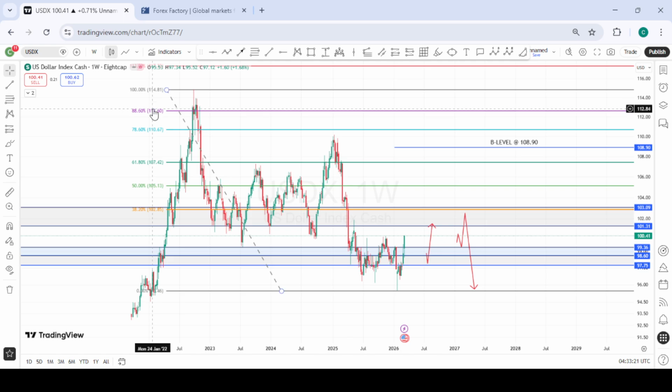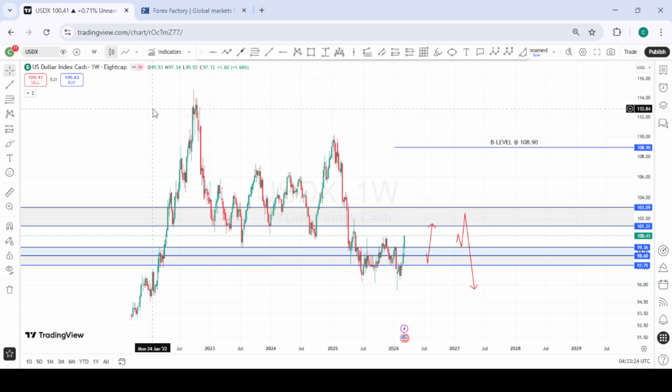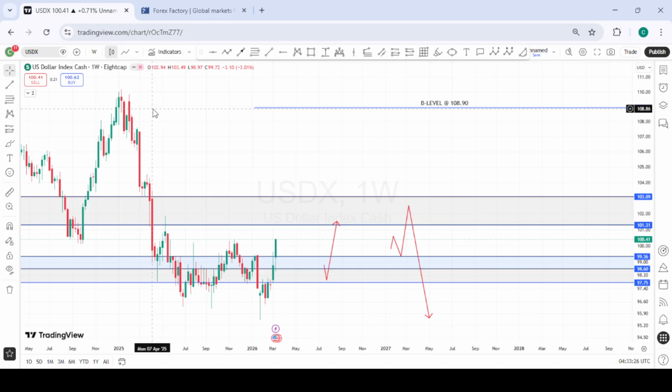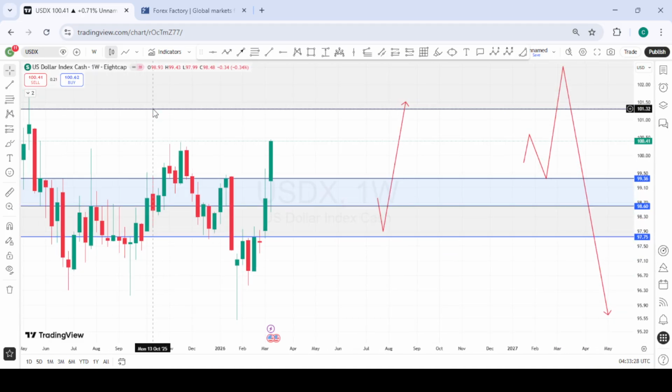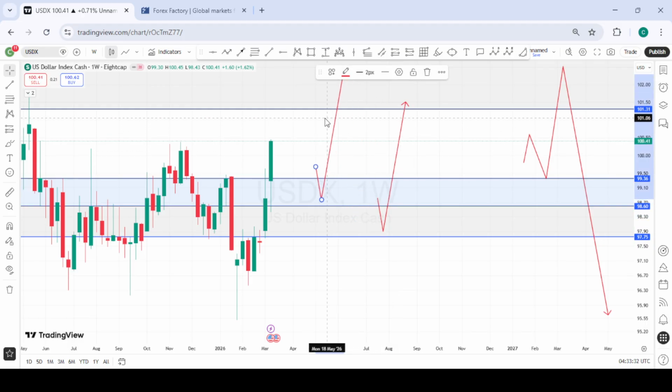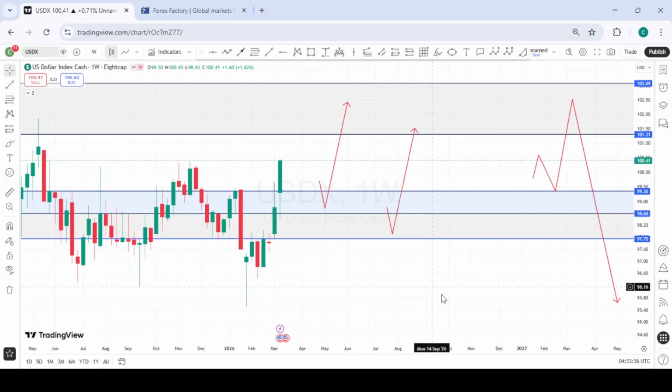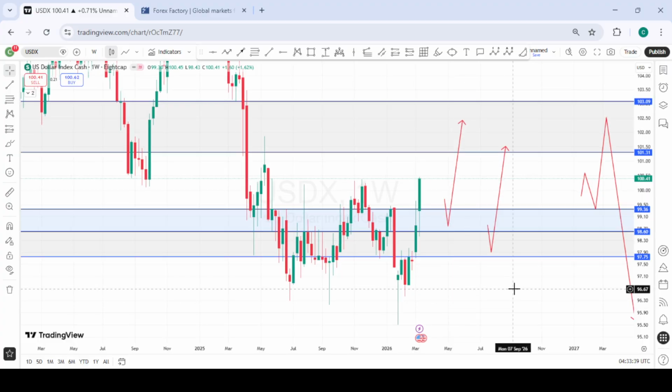This is the same DXY. Going into next week, what we'll be looking out for is a possible pullback into this very first area of interest to look for buying opportunities. If we get a pullback into this area of interest, we'll look for buying opportunities. Should price also pull back into the second area of interest, we'll be looking for a buy from this zone as well to the upside.